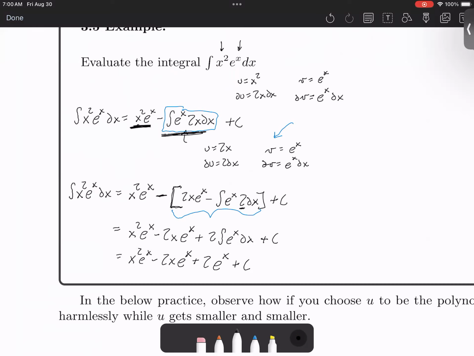Cool. So we found an antiderivative of a complicated product by just always choosing to differentiate the polynomial because it gets simpler and simpler until we finally have an integral that we can solve.